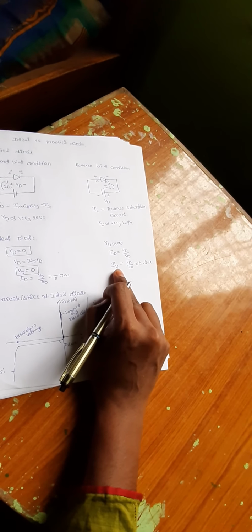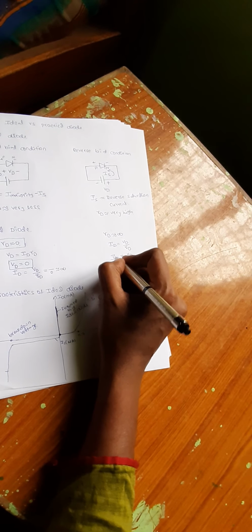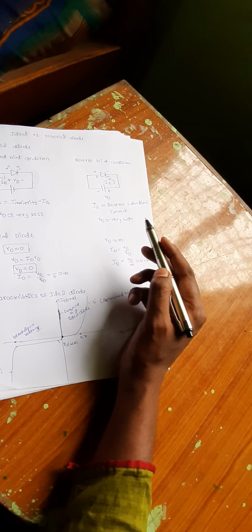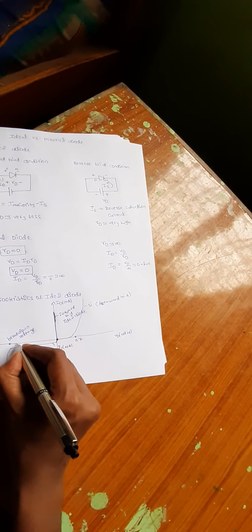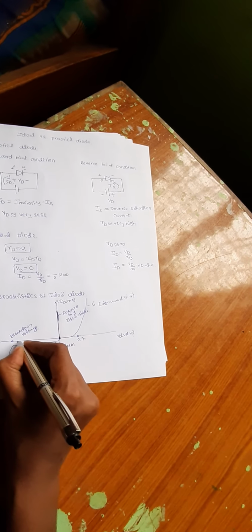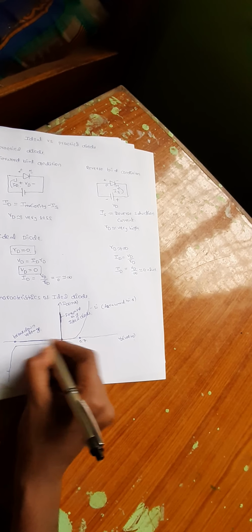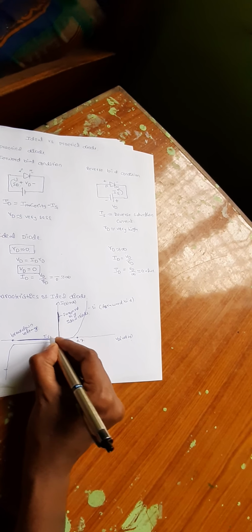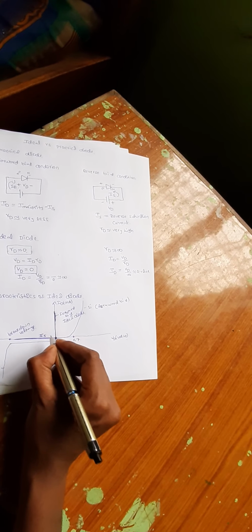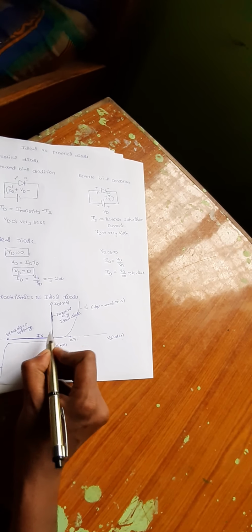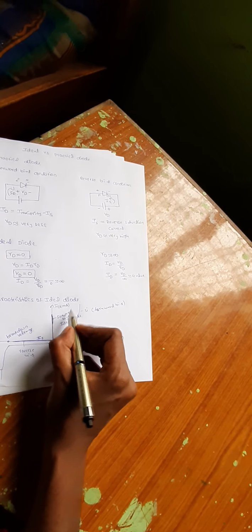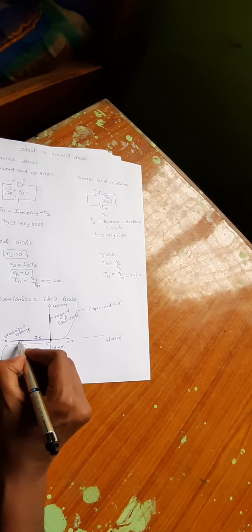This ID is nothing but the reverse saturation current. We know that for the reverse bias condition only one current flows. That current we call the reverse saturation current. So the ID value is 0. So this is for IS. This is the IS current, and no other current flows over here. So this is the reverse saturation current. This is the reverse bias condition. Here it is forward bias and this is reverse bias. So this is for the ideal.